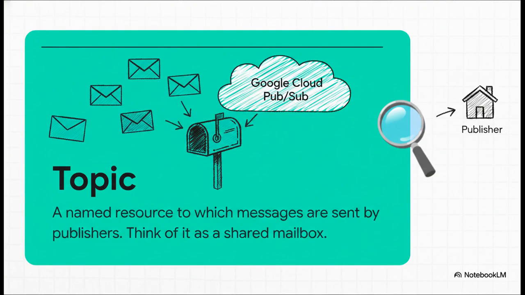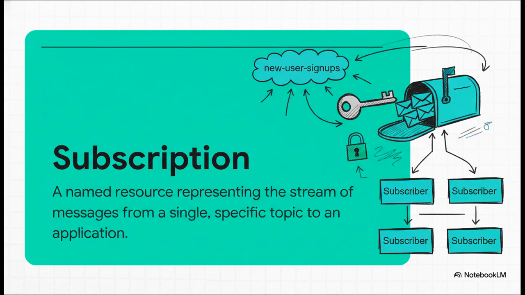Okay, let's stick with our postal service idea. The first piece of the puzzle is the topic. Think of a topic as a public mailbox with a specific address on it. Any part of your application, which we'll call a publisher, can drop a letter, a message, into this mailbox. For instance, you could have a topic named New User Signups. Anytime someone new signs up, the user service just drops a message right into that topic. Simple as that.